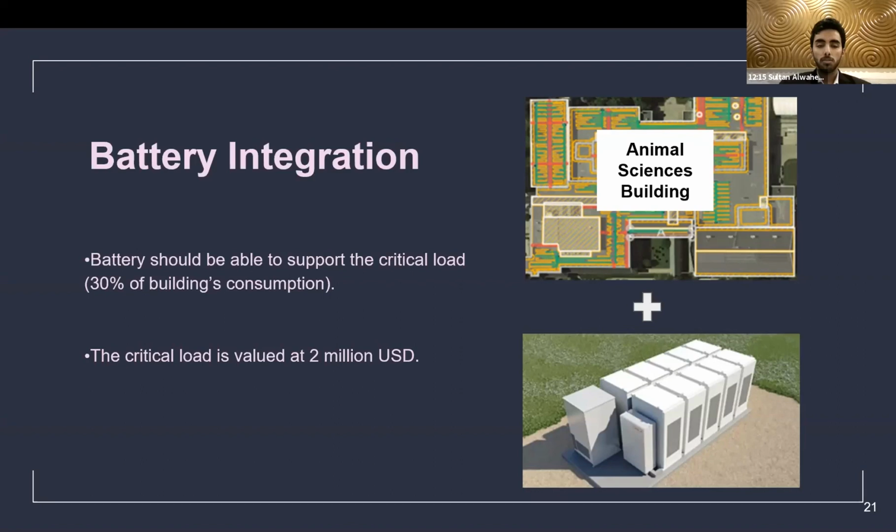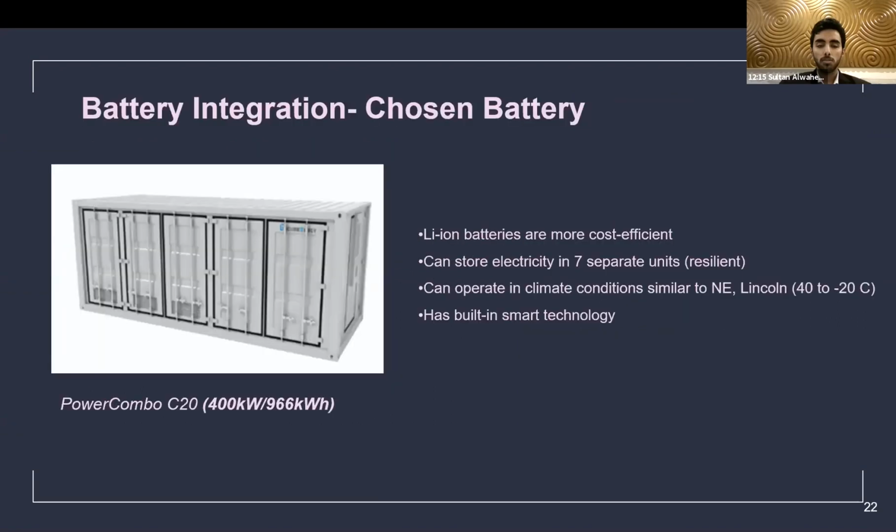For battery choice, we decided to go for the Power Combo C20 battery because as a lithium-ion battery, we found it to be cheaper than other alternatives. Adding to that, the Power Combo can discharge power up to a maximum of 400 kilowatts and has a capacity of 966 kilowatt hours, which was not only suitable for the application, but the extra 100 kilowatts can act as a buffer in case there was an increase in the critical loads during the project's life.